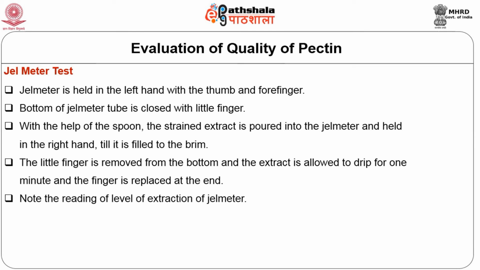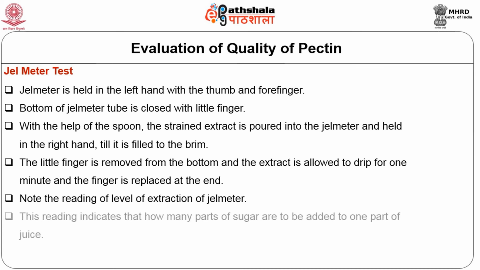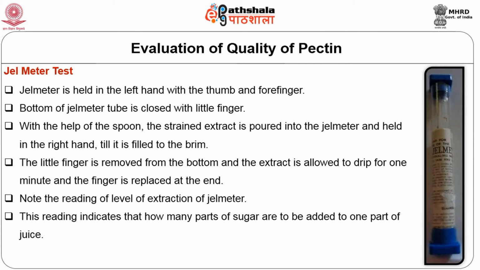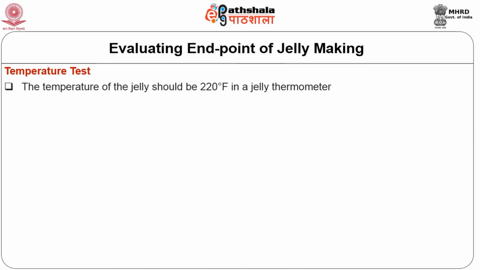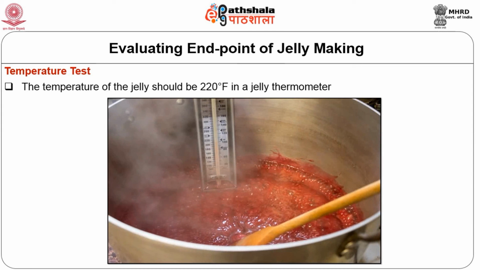The reading of the level of extract in the gel meter is noted. This reading indicates how many parts of sugar are to be added to one part of juice. Next, let us see how to judge the end point of jelly making. First is the temperature test. The temperature of the jelly should be 220 degrees Fahrenheit in a jelly meter.